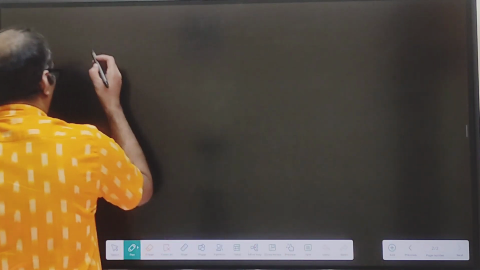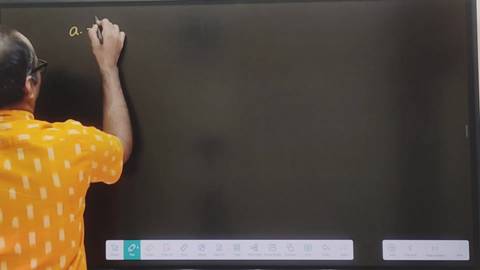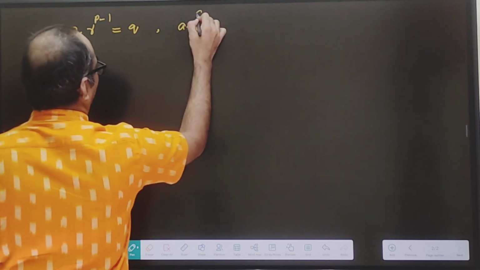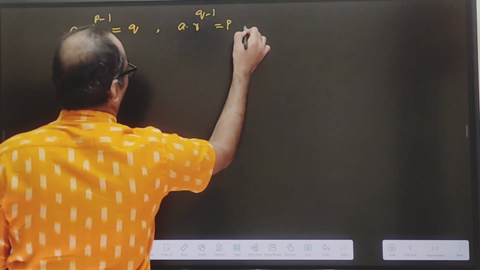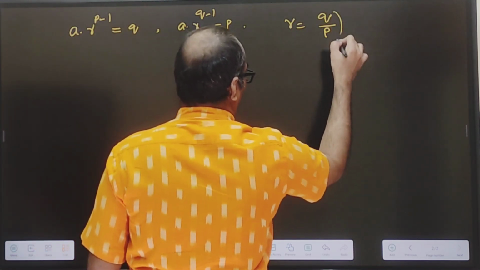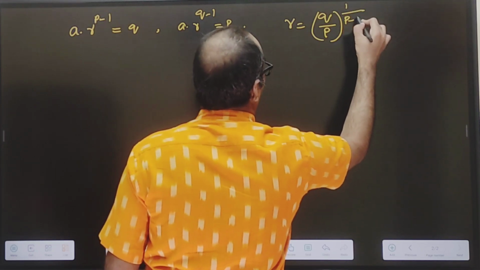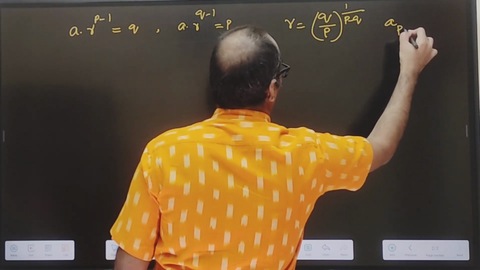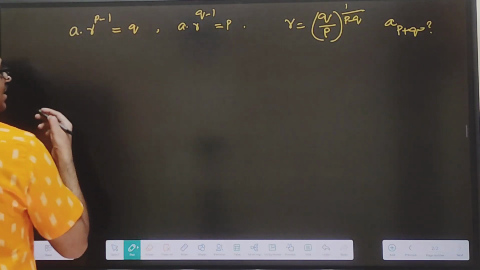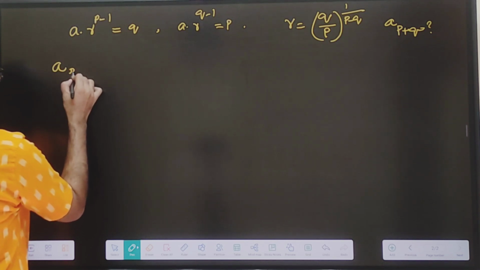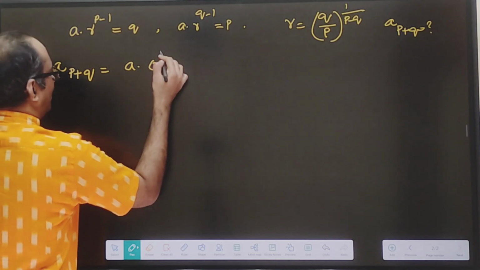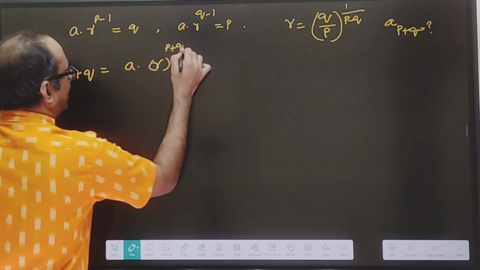Let's go ahead. Now what do we know? We know that a into r to the power of p minus 1 equals q, a into r to the power of q minus 1 equals p, and we just got that r equals (q by p) whole to the power of 1 divided by p minus q. What we need to find out is the (p plus q)th term. Now when we want to write the (p plus q)th term, according to the formula, it will be first term a into common ratio r whole to the power of n minus 1, that means p plus q minus 1.